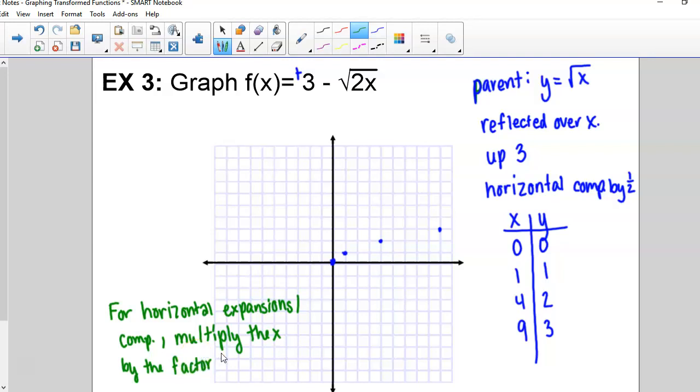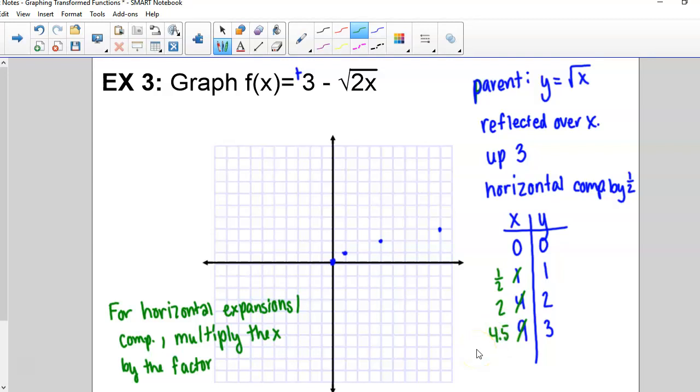Okay, so for this, instead of multiplying the y like we did on the last problem, we're going to multiply all these x's by 1/2. So 0 times 1/2 is still 0. 1 times 1/2 is 1/2. 4 times 1/2 is 2. And 9 times 1/2 is 9/2, or what is that as a decimal? 4.5.